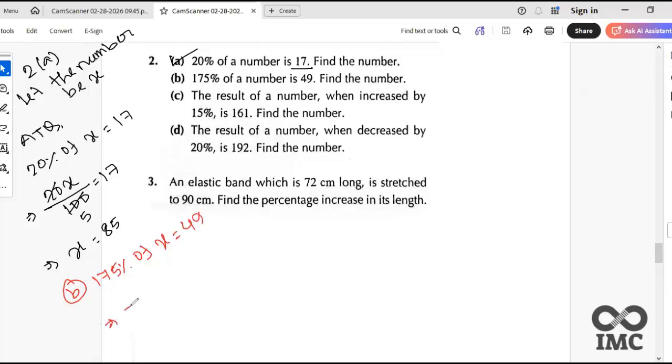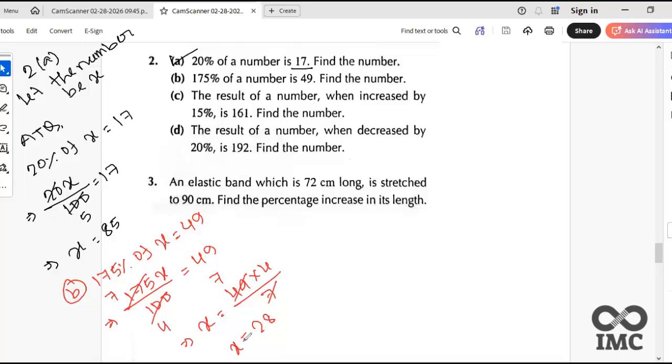Now 175% means 175x by 100 equal to 49. Now 175 and 100 both can be divisible by 25. So 25 7s are 175, 25 4s are 100. Then what will be the value of x? x will be 49 multiplied by 4 by 7. 7 7s are 49. So 7 4s are 28. So the number will be 28.